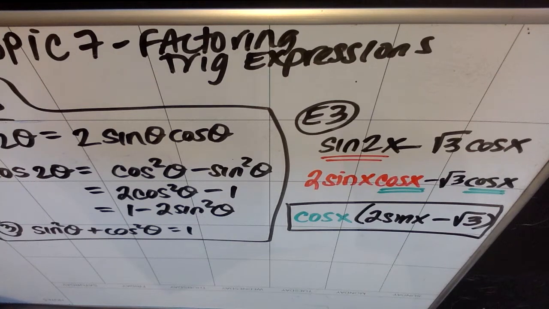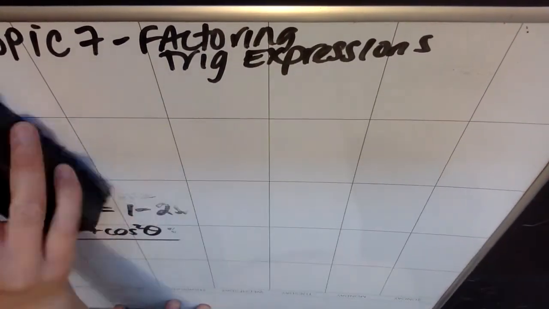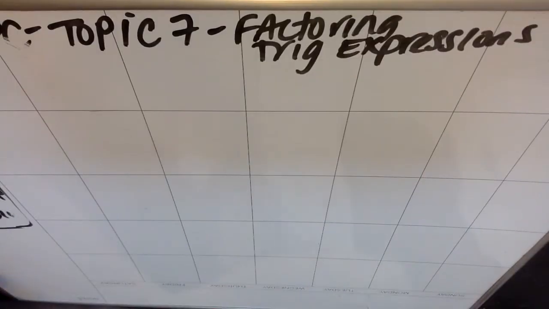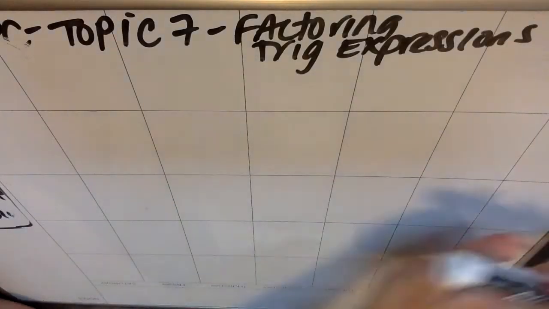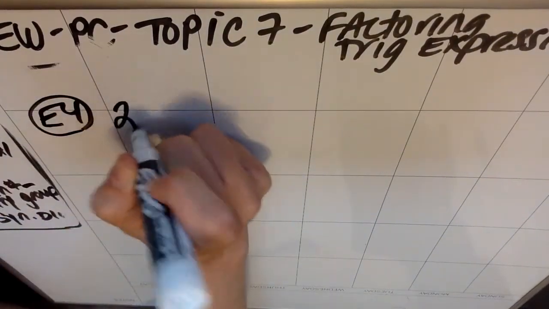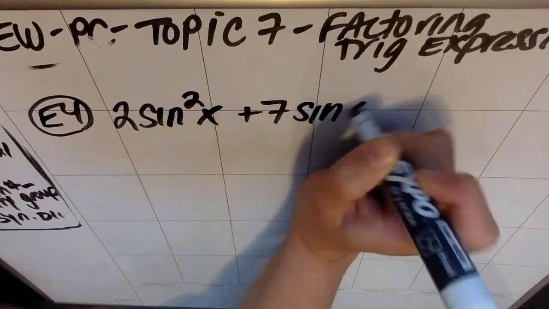Cool. All right, we will not need the trig identities for 4 or 5, so I'm going to erase them, and we're going to walk through examples 4 and 5, and then you'll do some practice problems. In example 4, we are asked to factor 2 sine squared x plus 7 sine x plus 3.